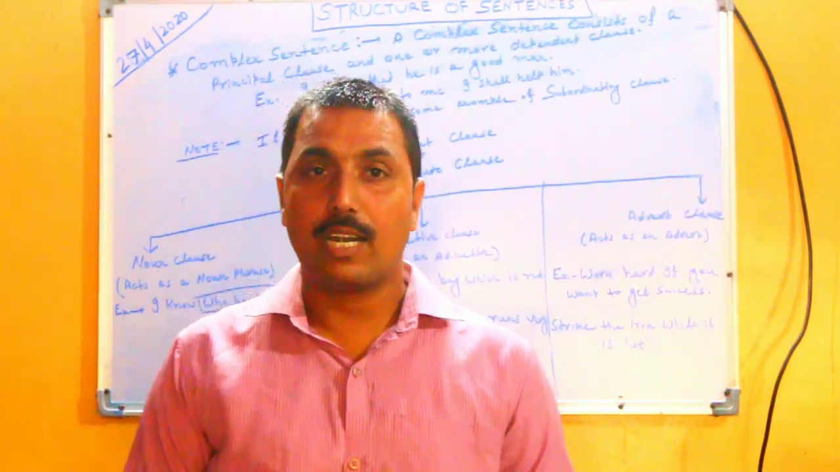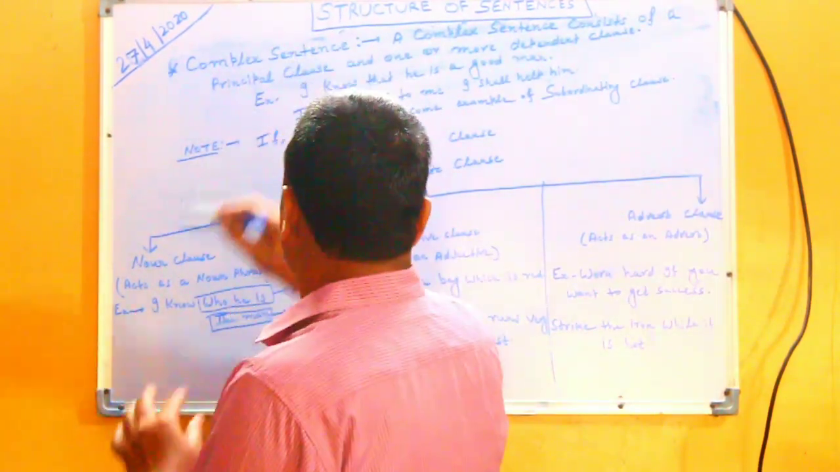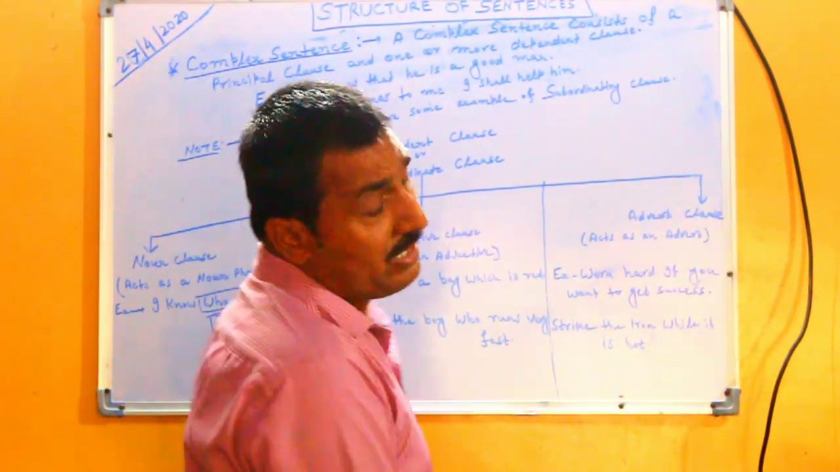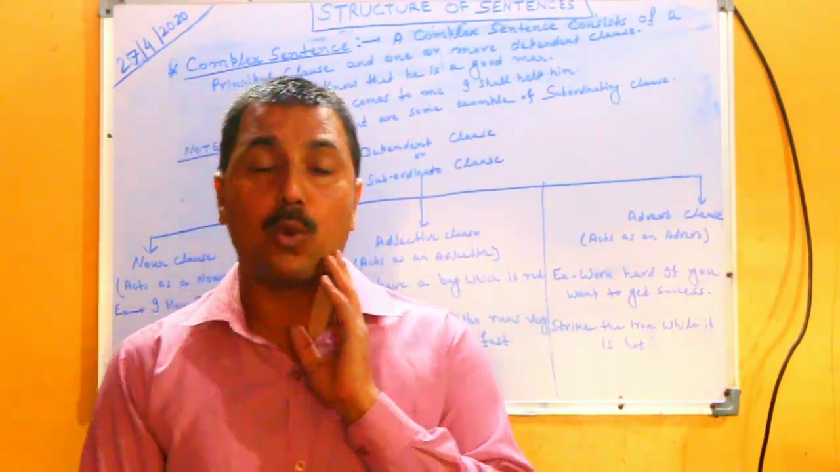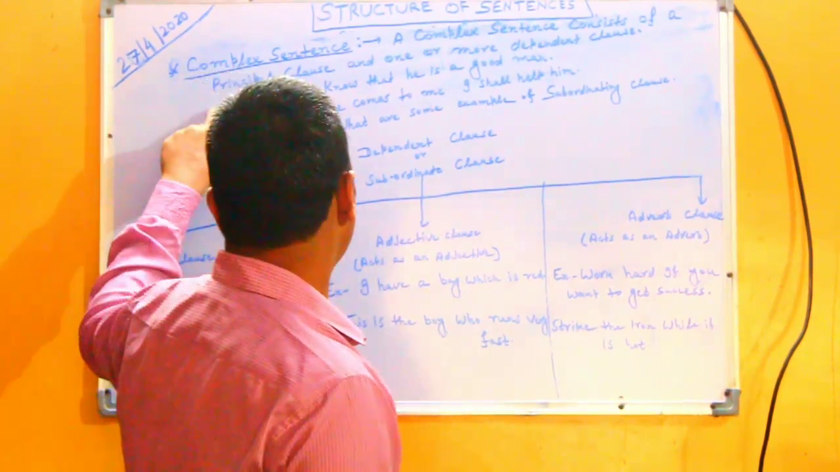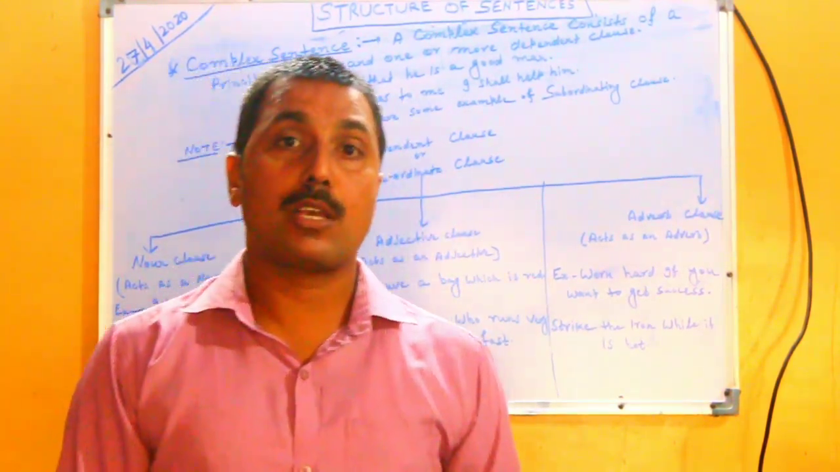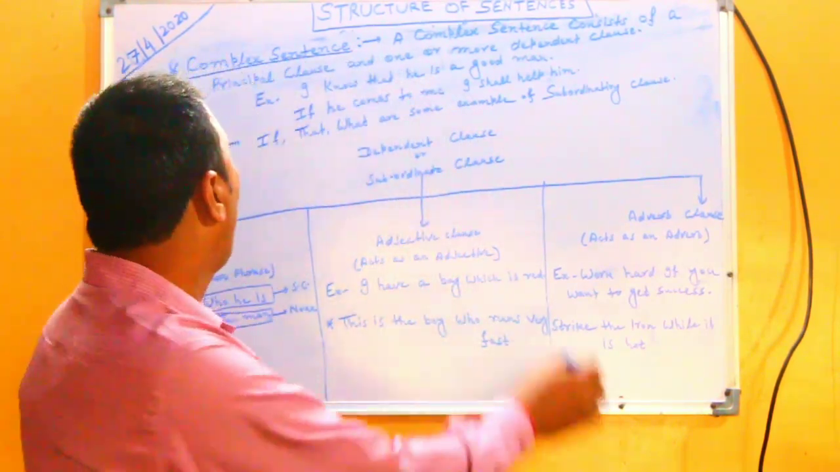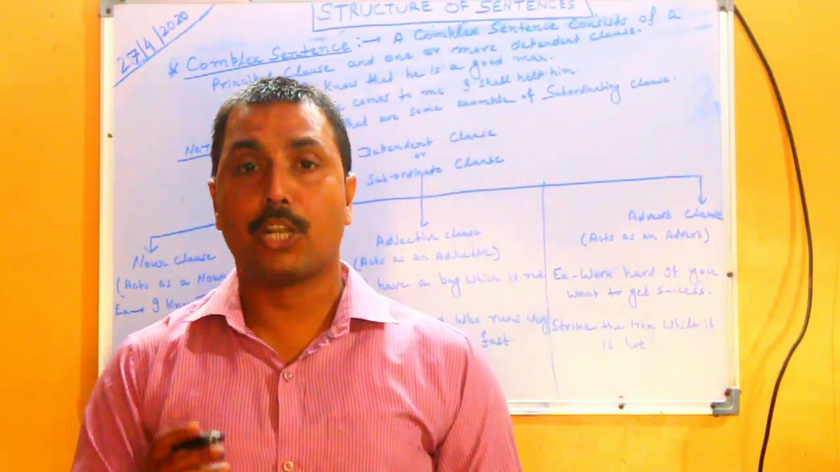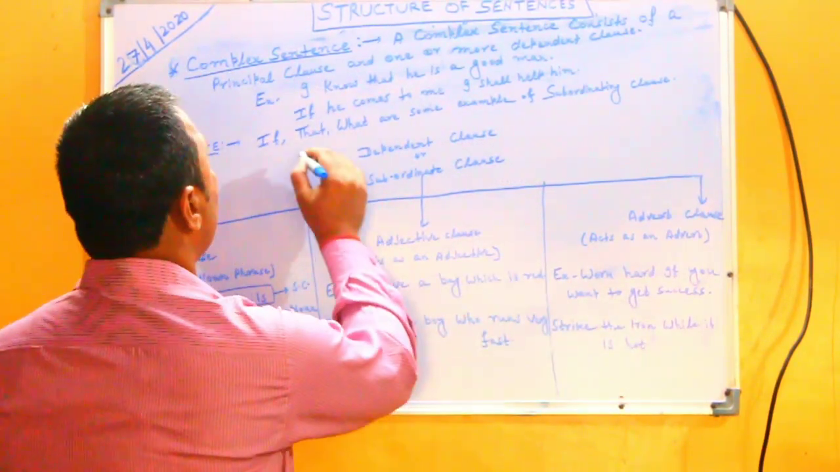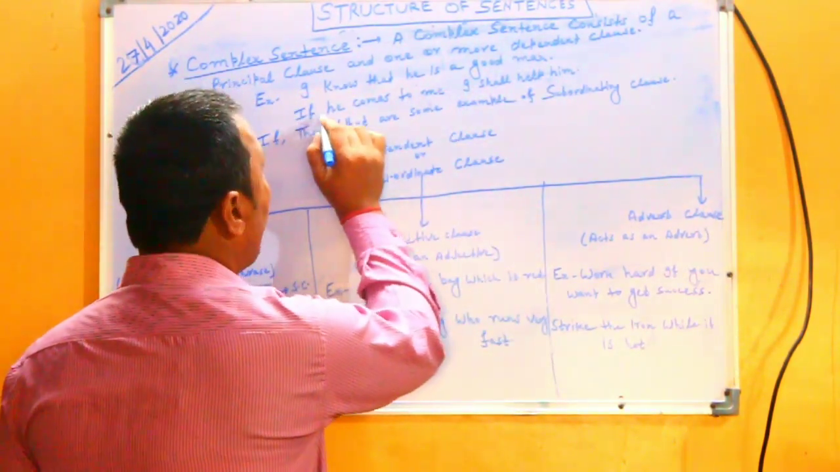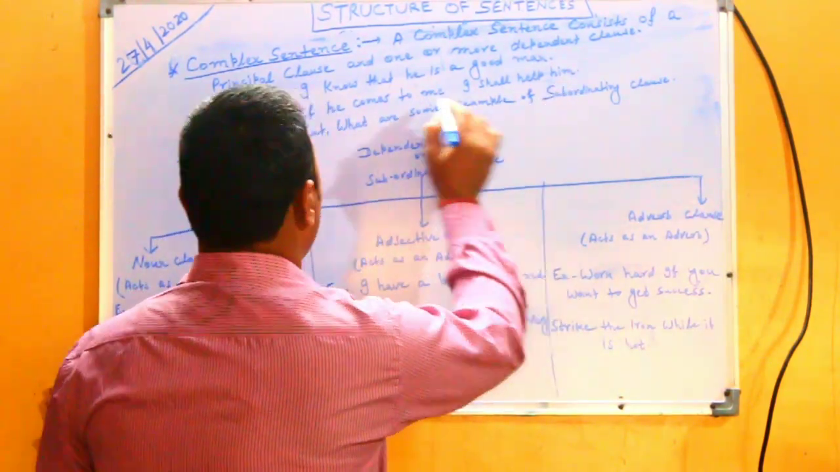Okay. The third and last kind of sentence is complex sentence. Complex sentence is also a mixture of two clauses, but in this sentence it has one principal clause and one or more subordinate clauses, and it is joined by subordinating conjunctions. For example, I know that he is a good man, and second example is if he comes to me, I shall help him.